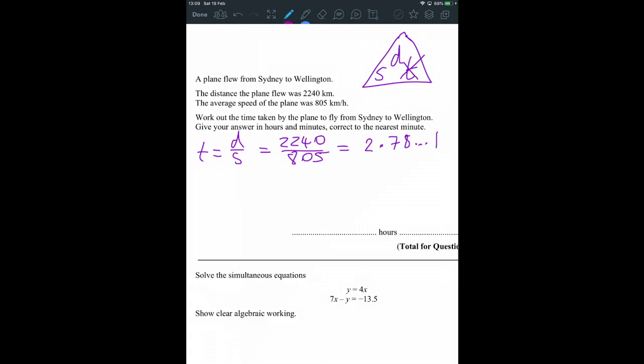Now that is in hours. We need to convert this into hours and minutes. We know the hours part, there are 2 whole hours. To find the minutes part, we need the decimal bit, multiply that by 60. Best way in your calculator is to do the answer, take away 2, to just get the fractional part, and multiply that by 60. And that is still a horrible decimal, 46.95, and that goes on a lot as well. We want it to the nearest minute, so that's just 47.